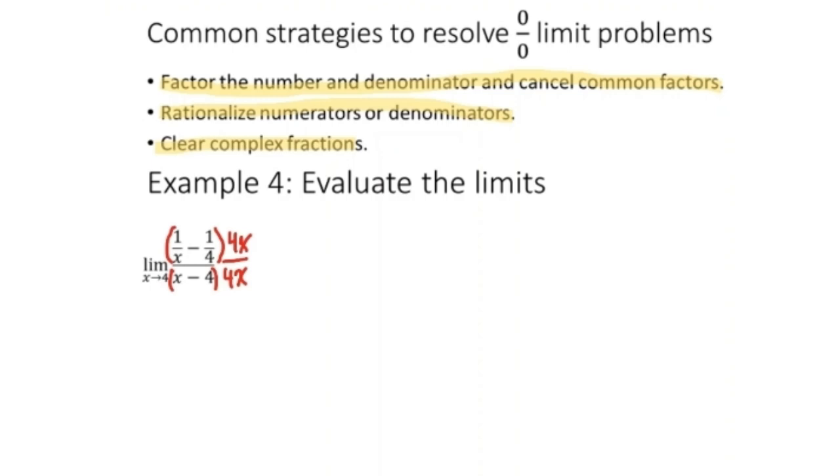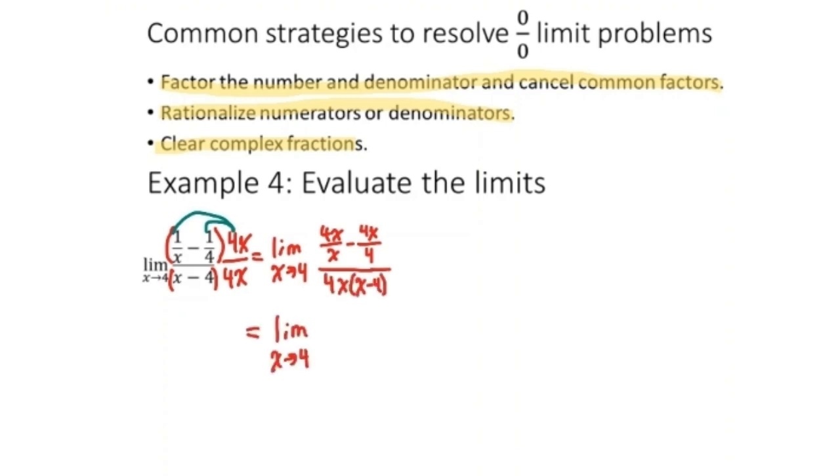In the numerator, we'll distribute. As for the denominator, since the x minus 4 is causing us to have 0 in the denominator, I am hoping to cancel it out. So we'll keep our denominator factored for now. Now we can simplify the two fractions in the numerator, and our numerator becomes x minus 4.